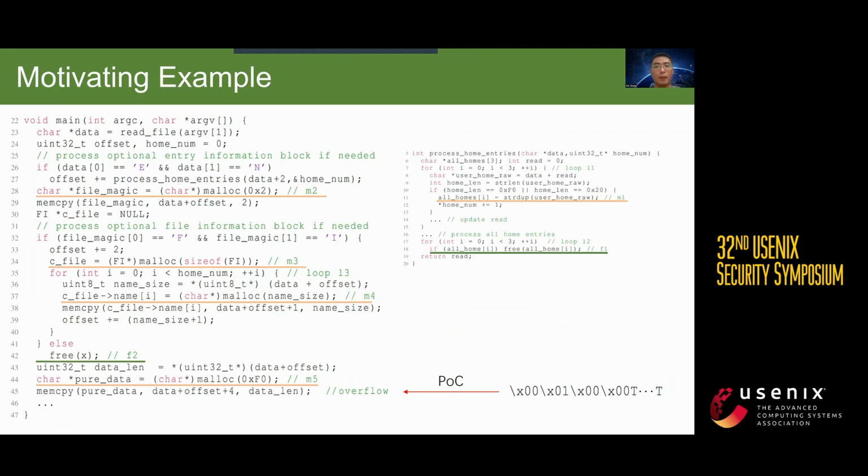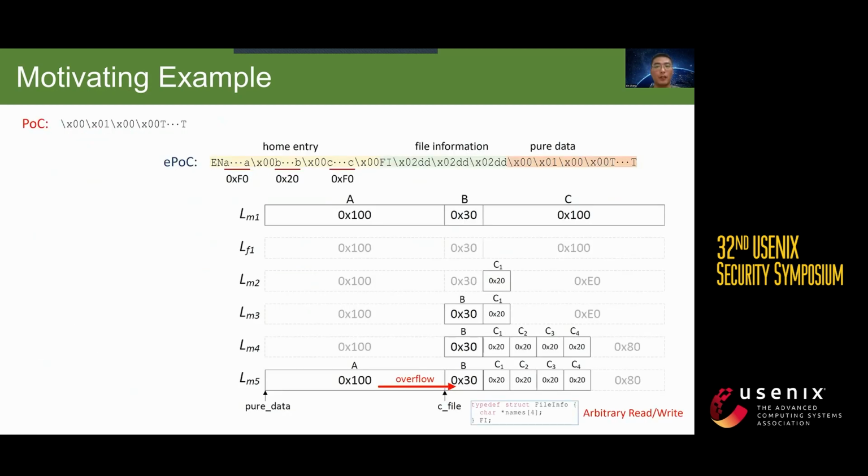This is an example of general-purpose code that contains a heap overflow vulnerability. The code processes two types of optional information if needed. This processing triggers some heap operations. The POC to trigger the vulnerability is quite simple. It does not need any optional information. The epoch, which can lead to an exploitable state, is shown as this.